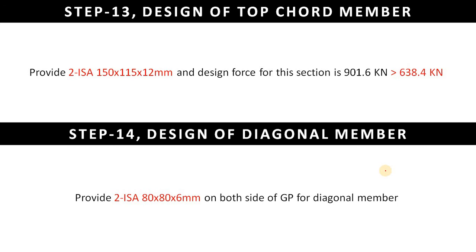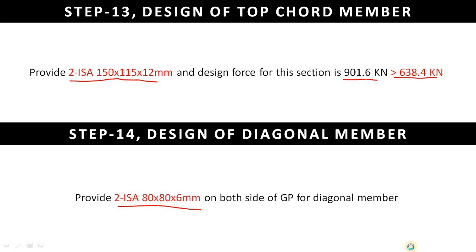Now similarly you can design the top chord member, in which after designing you may get the answer as 2 ISA 150 cross 115 cross 12 mm, and the design force you will obtain as 901.6, which will be greater than the design force, which will be safe against it. And you can also design the diagonal member, for which I have provided 2 ISA 80 cross 80 cross 6 mm, and it is safe against the particular design load.